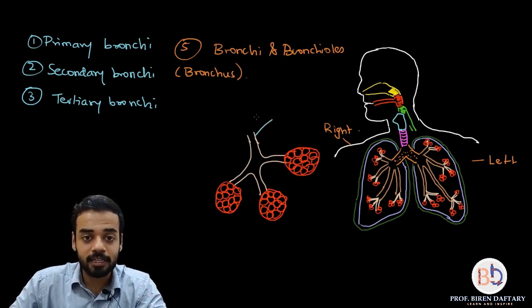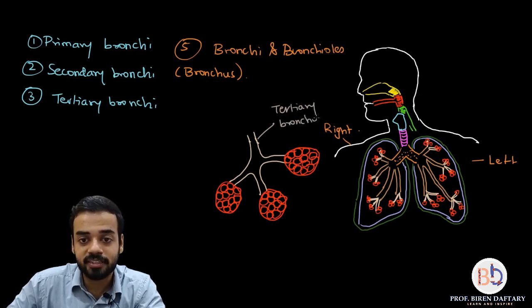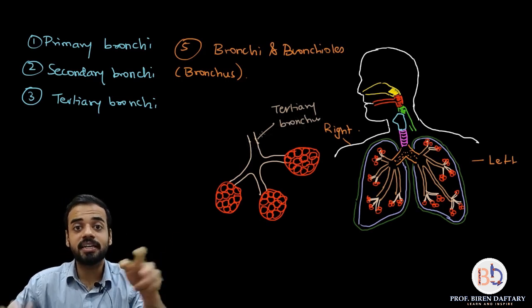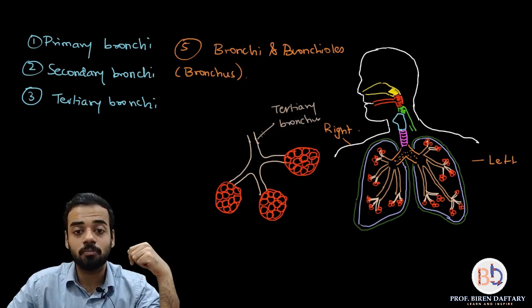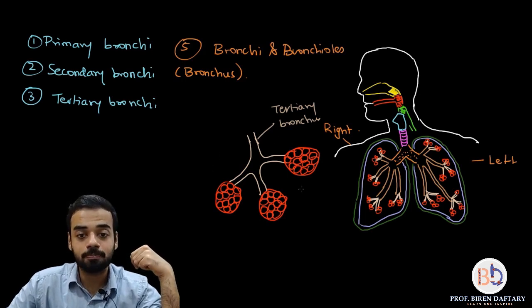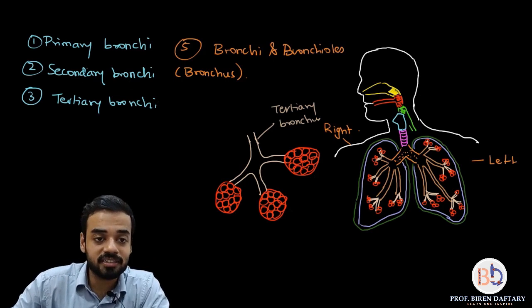Suppose this is your tertiary bronchus, because I am writing singular, this pipe. Now each tertiary bronchus again gets divided into a number of parts, which are called bronchioles. So this part is called a bronchiole. Can you see this division? So this is called a bronchiole.